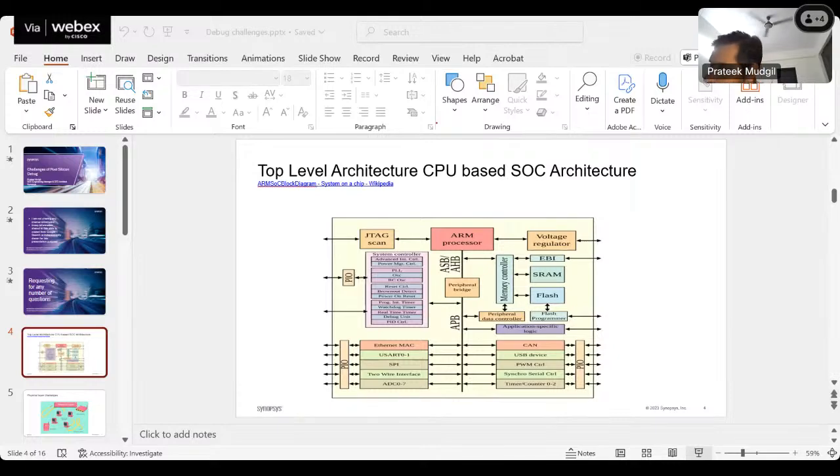And skew is controlled. The person who was meeting the timing has controlled the skews, and everything is already met, right? So there is no issue when the blocks are interacting internally with each other, because between the ARM processor or voltage regulator or JTAG scan to ARM processor, everything is inside the same design. And when we meet the timing, we always take a tolerance, right?